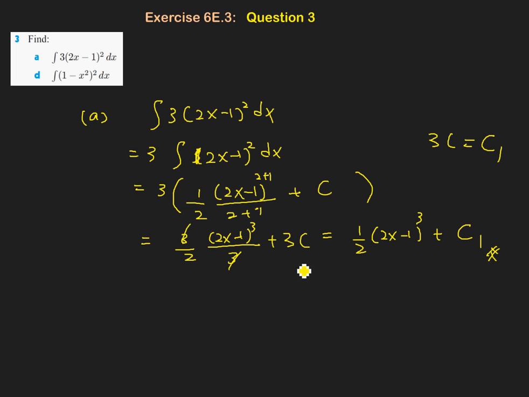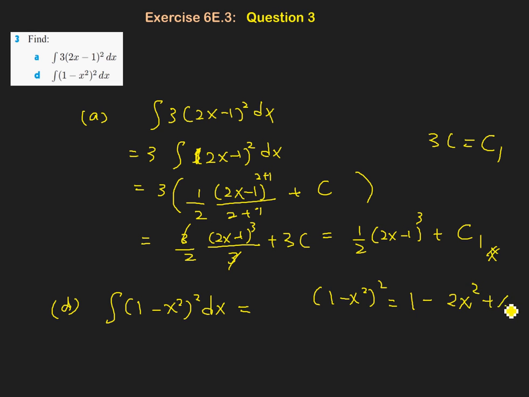The D, I'm just going to explain a little bit. Will not do it until the end. So what you're going to do is you need to expand this. You just expand this, and get 2x squared plus x to the power 4, and then use this fact to help you continue your integration. Alright, moving on.